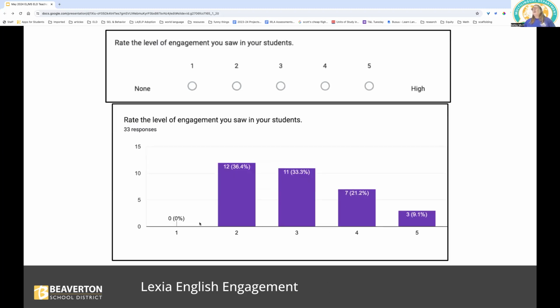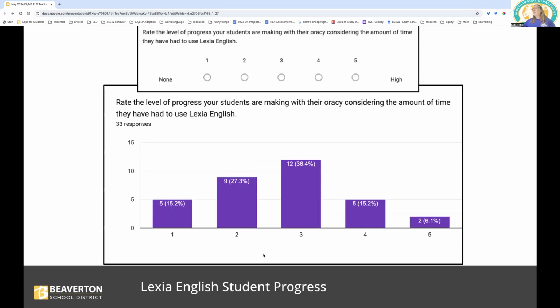As far as the level of engagement for students, there was a mixed result there also. And for the progress your students seemed to be making, for the people that filled out the survey, again, mixed results, more in the middle. It's hard to measure anyway. We're using it for such a short period of time that it's hard to tell, but if any of you want to give me more feedback.